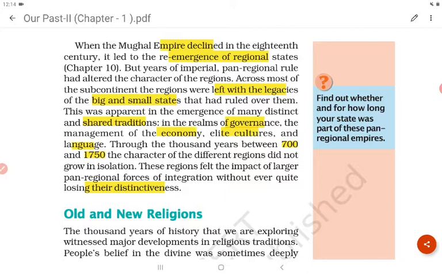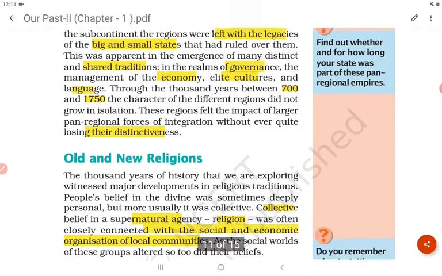Through the thousand years between 700 and 1750, the character of the different regions did not grow in isolation. These regions felt the impact of larger pan-regional forces of integration without quite losing their distinctiveness. So they had their own distinctiveness, even with larger pan-regional forces of integration.